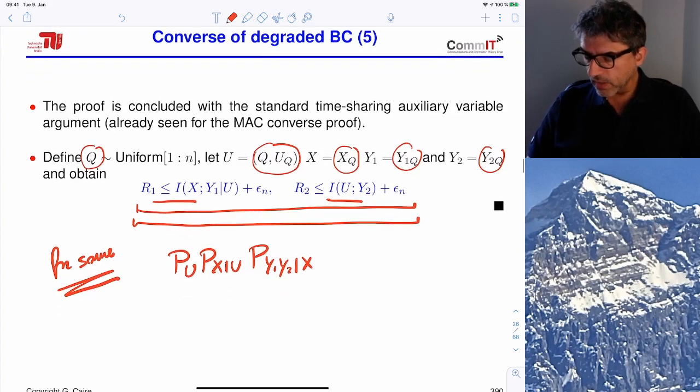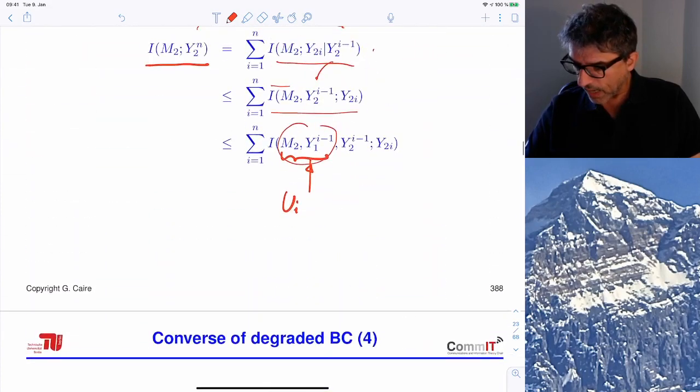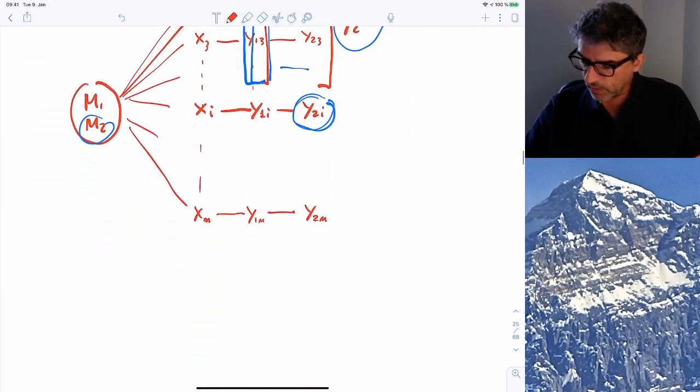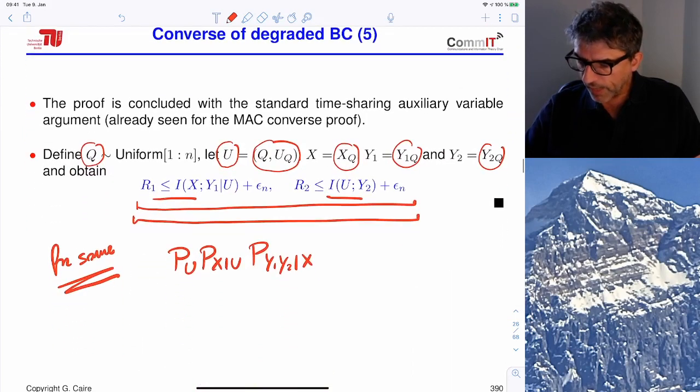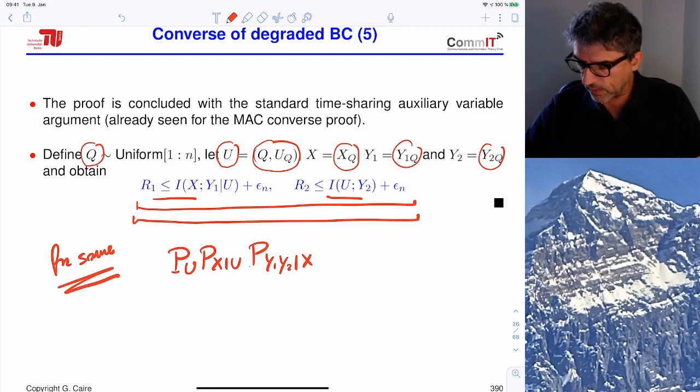As you can see here, the resulting random variable U is very strange. We have defined Ui in this very strange way that contains an infinite number of random variables plus messages. And then we have put together the time-sharing random variable with this U. So clearly we have no control on the alphabet of this auxiliary random variable. It's just something that we have somehow created from the proof in the single-letterization process.